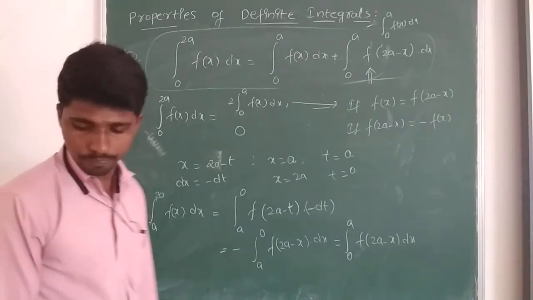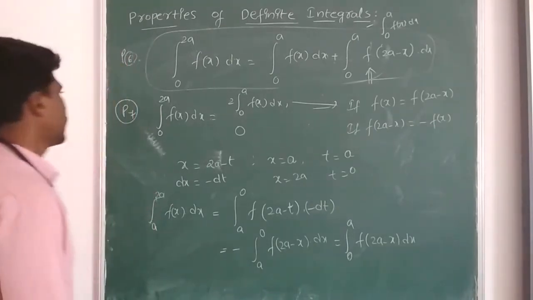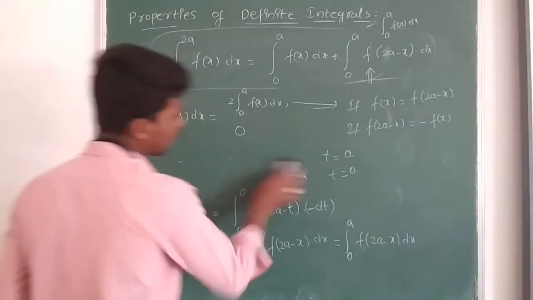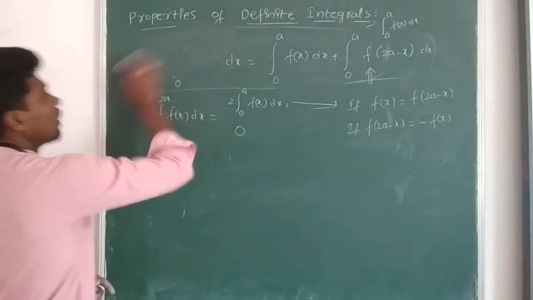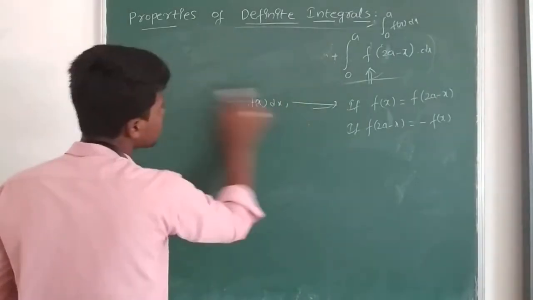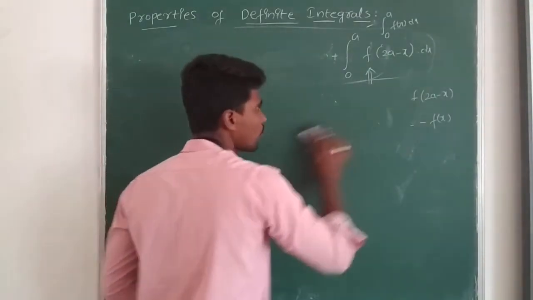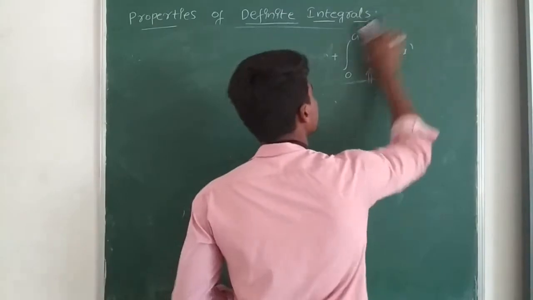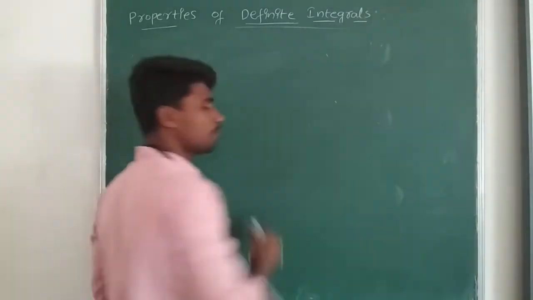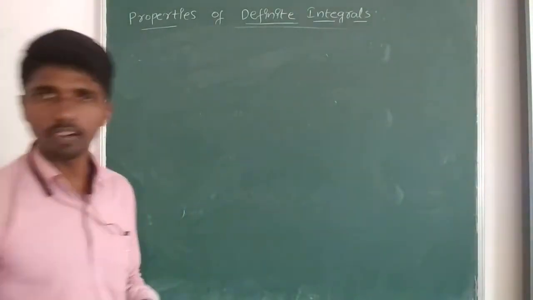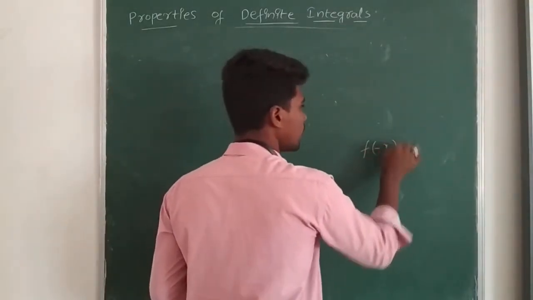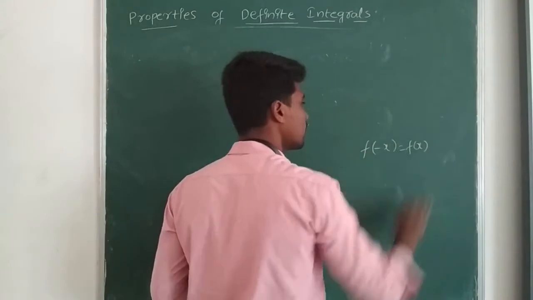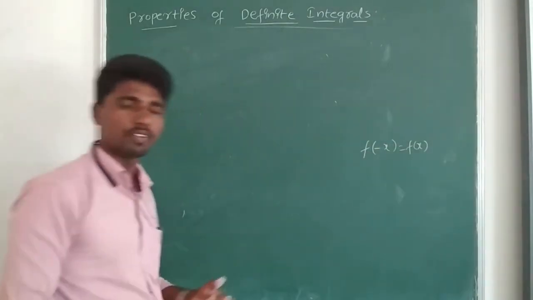Even and odd. The next one, even and odd. So what is even and odd? If I want to check whether the given function is even or odd, I have to replace x by minus x. So I must find out the f of minus x value. If f of x and f of minus x are both equal, f of minus x is equal to f of x, then I call the given function an even function.